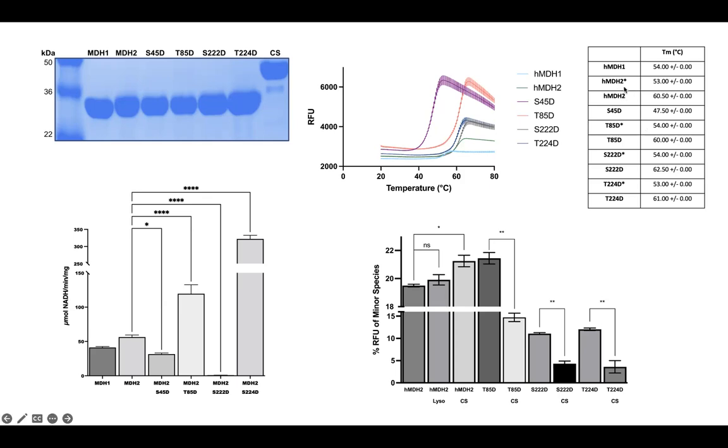Looking at just the major Tm, you can see that when we change S45, T85, serine 222 or threonine 224, we get a couple with some significant changes in the melting point. What's interesting is the overall specific activity changes quite a bit. We see that S45 drops the activity by about half. T85D doubles or more the activity, while S222 drops like a rock this activity.